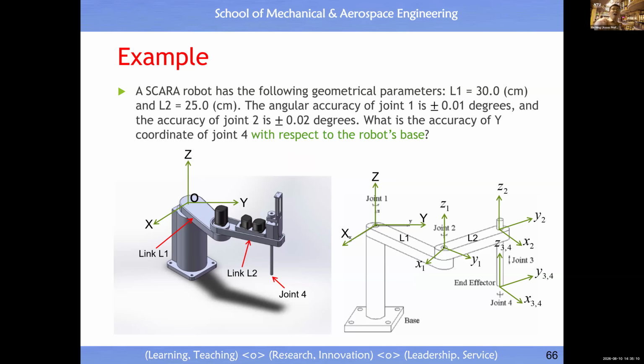This example is for you to understand the relationship between the error at the tooltip and the error at the joint. This understanding will help you to pay attention to the actuator and the sensor, which measures the angular velocity of a joint. The measurement error will be transferred into the error at the tooltip. So this example is for you to notice.